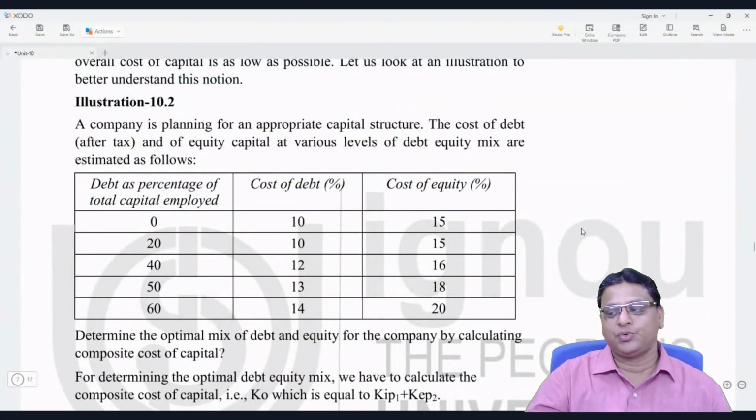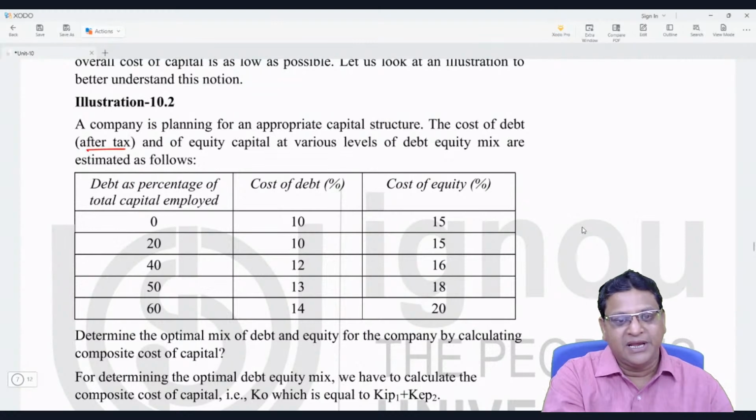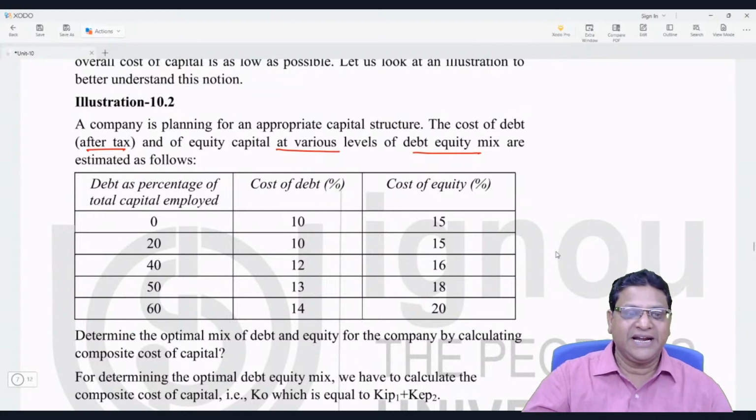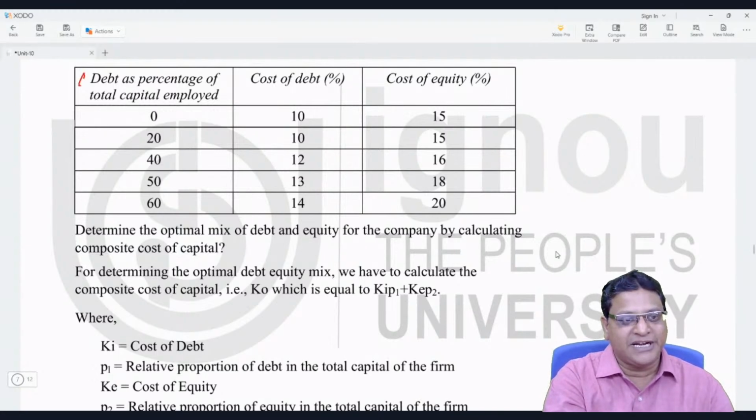Illustration number 10.2. A company is planning for an appropriate capital structure. The cost of debt after tax and cost of equity at various levels of debt equity mix are given. What is given? Debt as a percentage of capital employed.